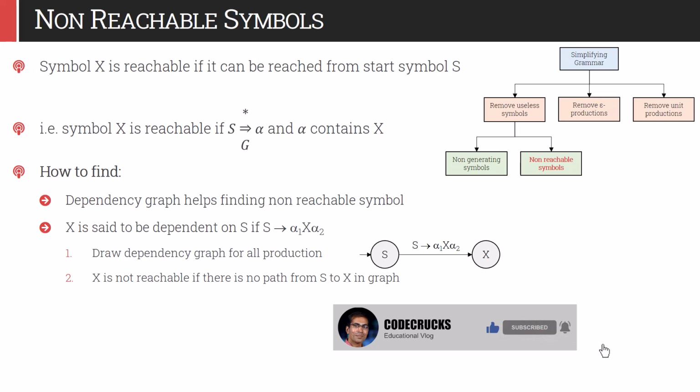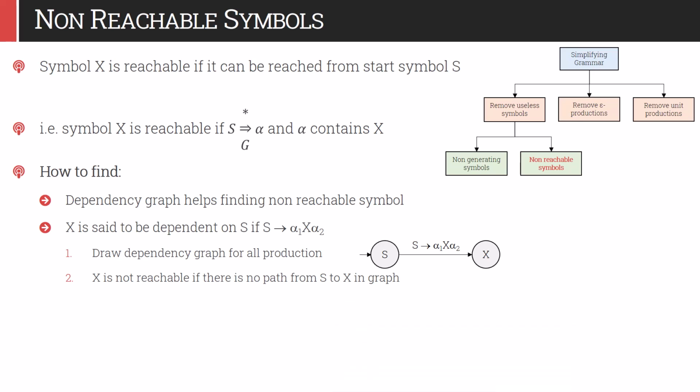So we have to add all the productions in this dependency graph, and once all productions are added, we have to check which symbols are reachable from capital S. If they are not reachable from capital S, they are non-reachable, and then we should delete them from the simplified grammar or the final grammar.